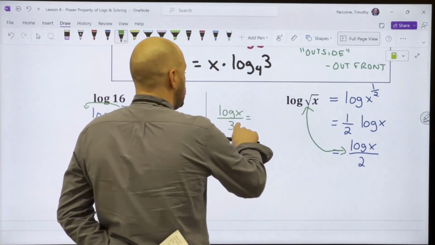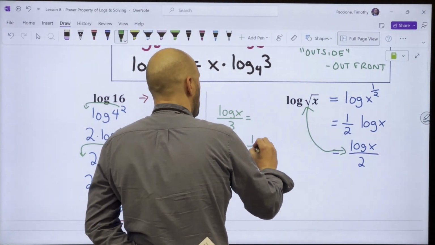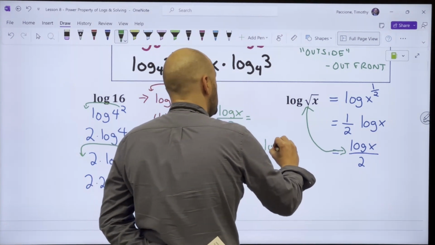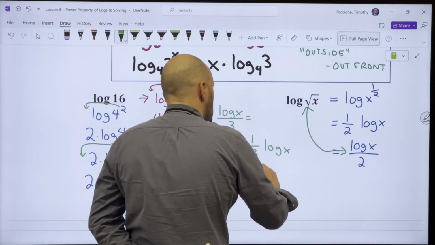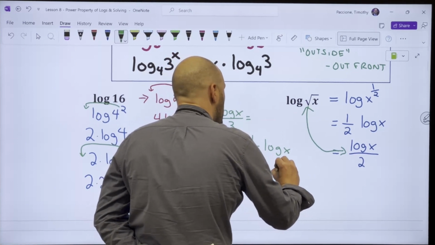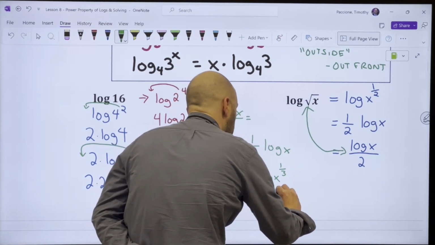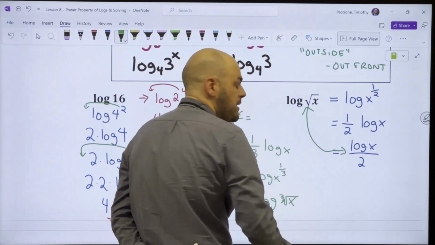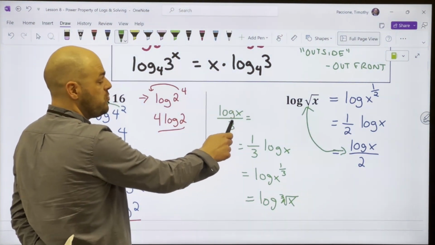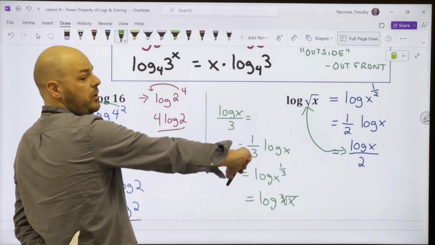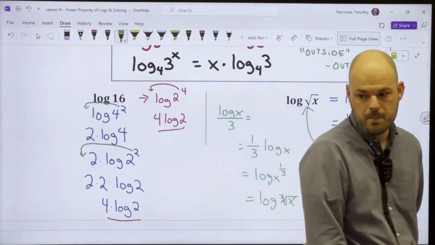So the first thing I would say is this is the same as 1/3 log of x, which is log of x to the 1/3, which is log of the cube root of x. Do we see that? If you see something like this on your homework or on a quiz, it's kind of hinting that it's 1/3 out front, and then that goes to the exponent, and then that becomes the root. Do all the steps.